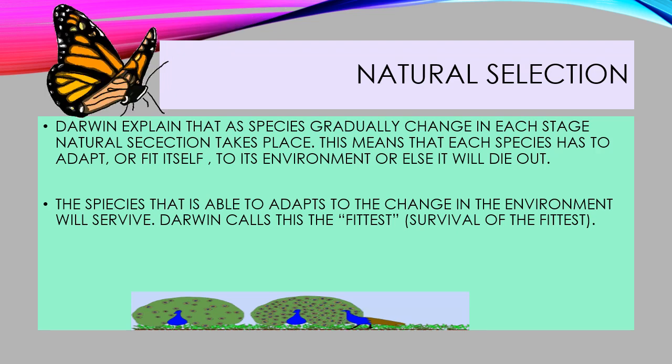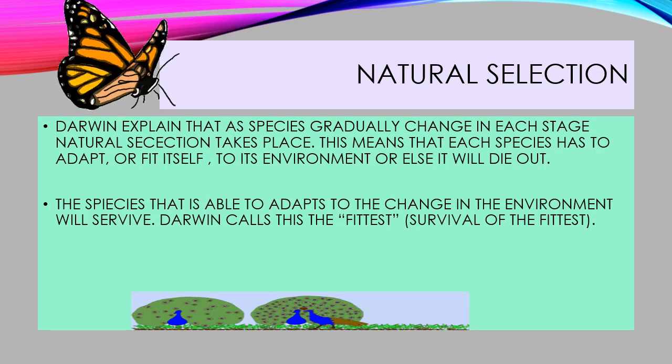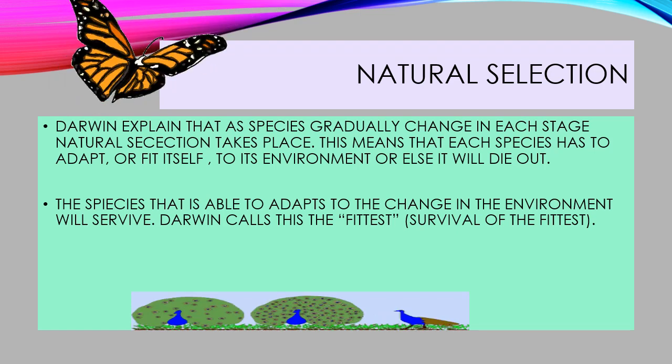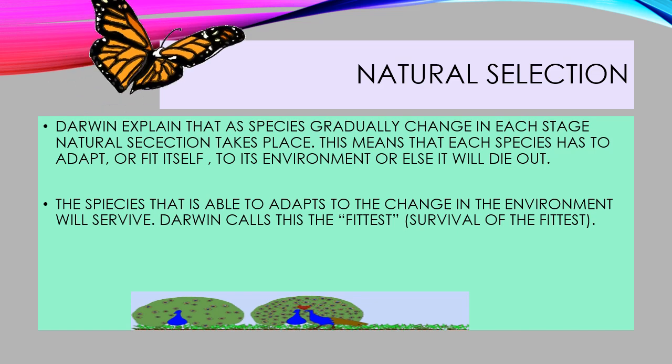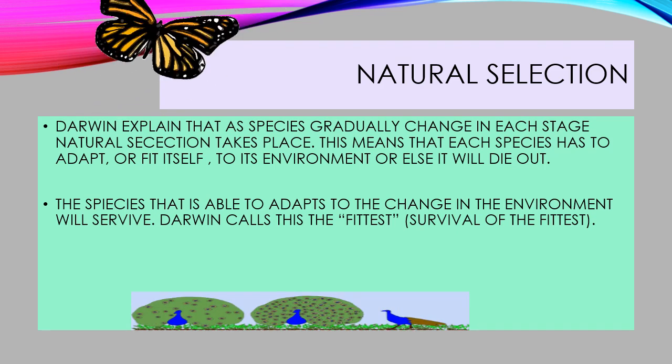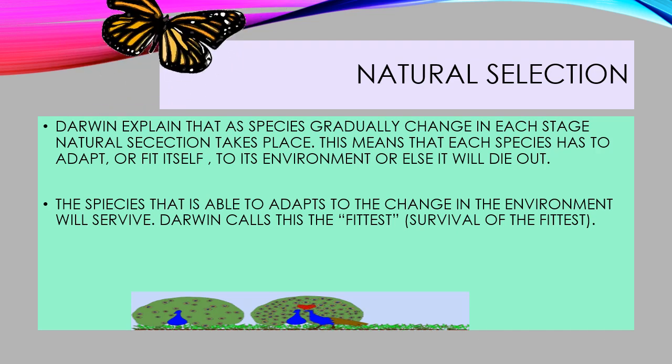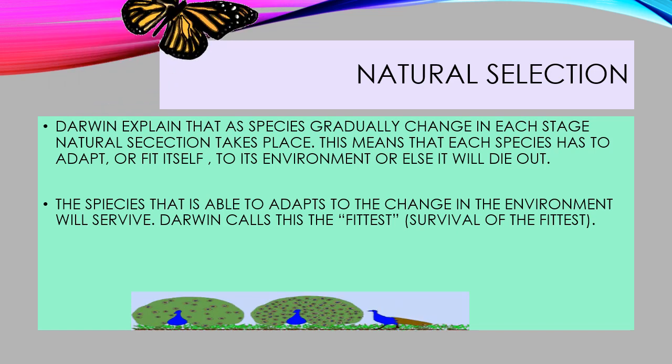In Darwin's book, he came up with a term called natural selection. Natural selection, they believe, occurred during evolution. Darwin explains that as species gradually change in each stage, natural selection takes place. This means that each species has to adapt or fit itself to its environment or else it will die out.